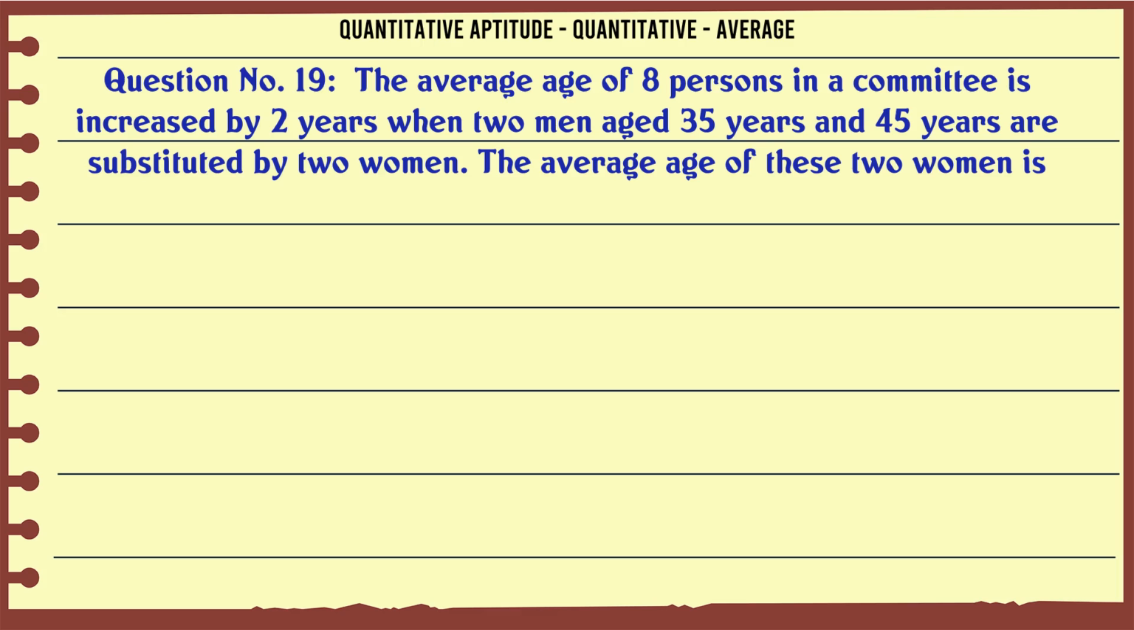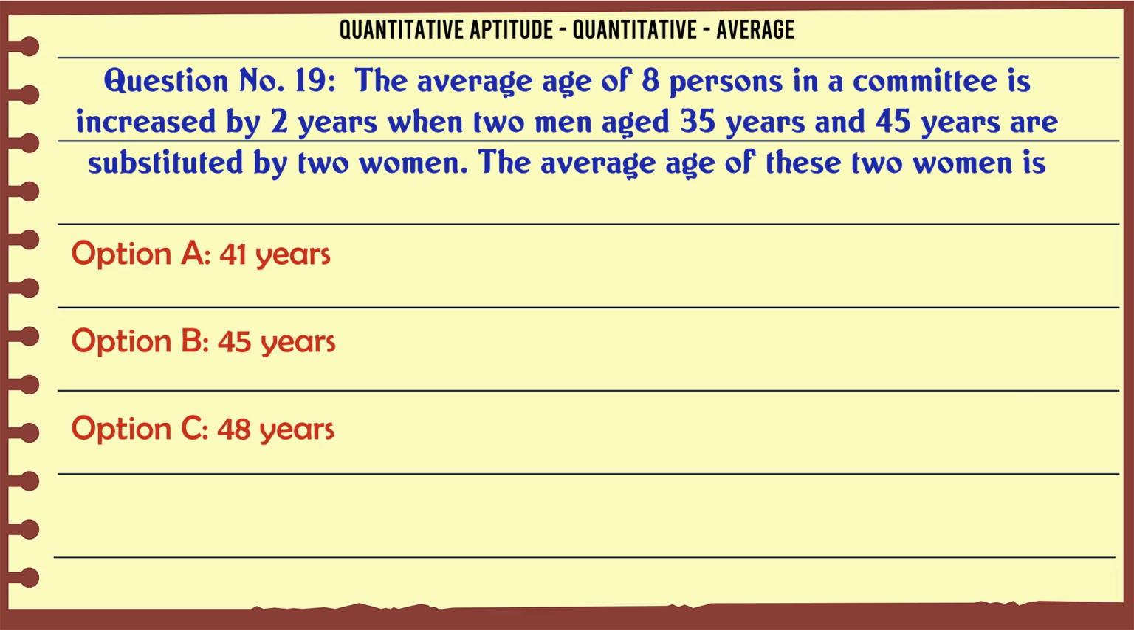The average age of 8 persons in a committee is increased by 2 years when 2 men aged 35 years and 45 years are substituted by 2 women. The average age of these 2 women is A 41 years, B 45 years, C 48 years, D 53 years.